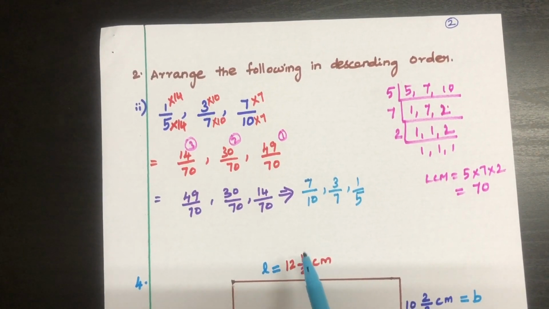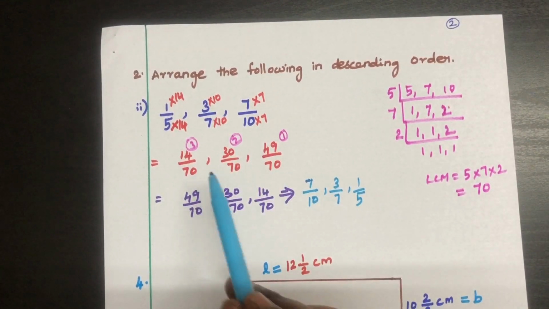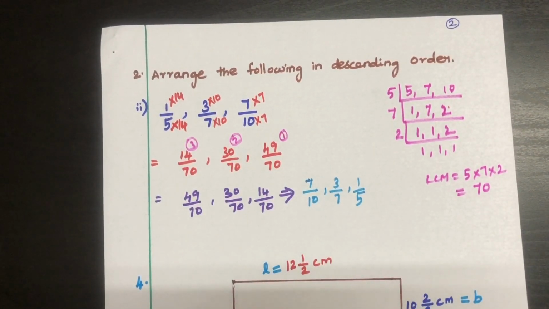Always, if they are asking ascending or descending order, just make the denominators equal. Make it a like fraction and then compare.